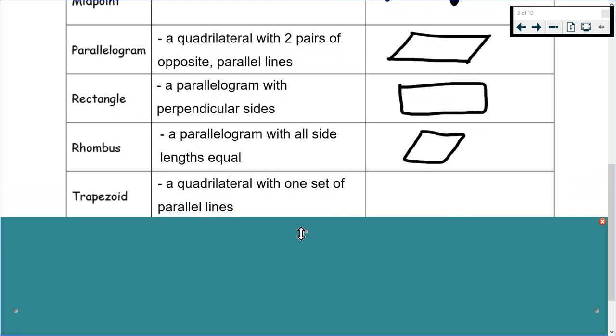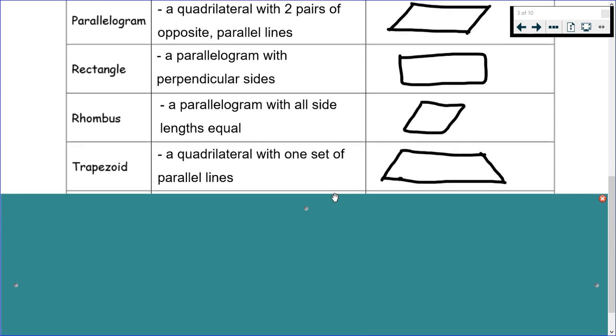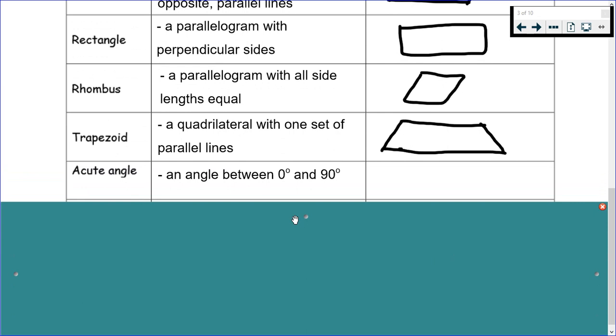A trapezoid is a quadrilateral with one set of parallel lines. So that's going to look something like this. So here's our first set of parallel lines, but then on the sides, these are not parallel to each other. An acute angle is an angle between 0 and 90 degrees. An acute angle is going to look like this. We draw that sometimes just to indicate that it's an angle, or something like this. Anything that is less than 90 degrees.